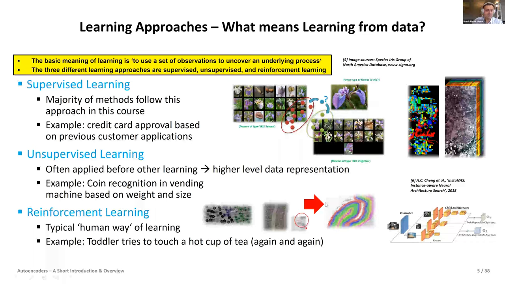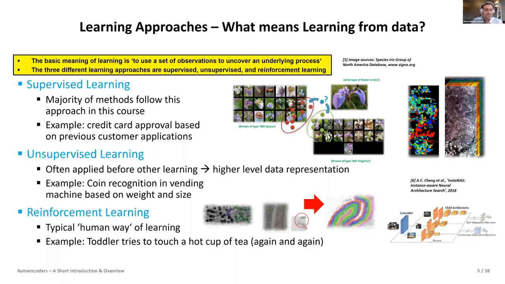But this is always a very trivial example, often the coin recognition in vending machines, which basically have a similar idea with weight and size of the coins and so forth. We will talk about unsupervised learning and autoencoders throughout the lecture. So basically this is something we will pick up.